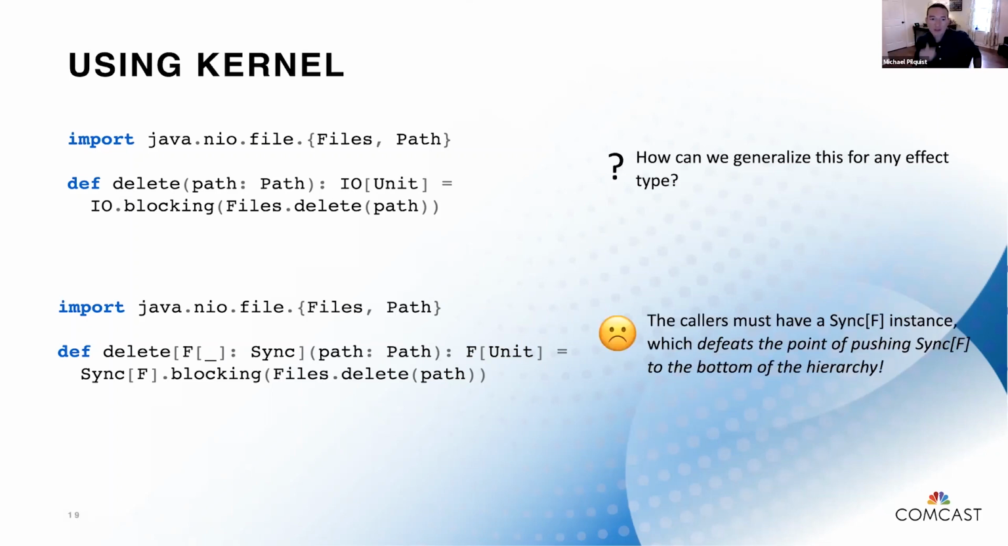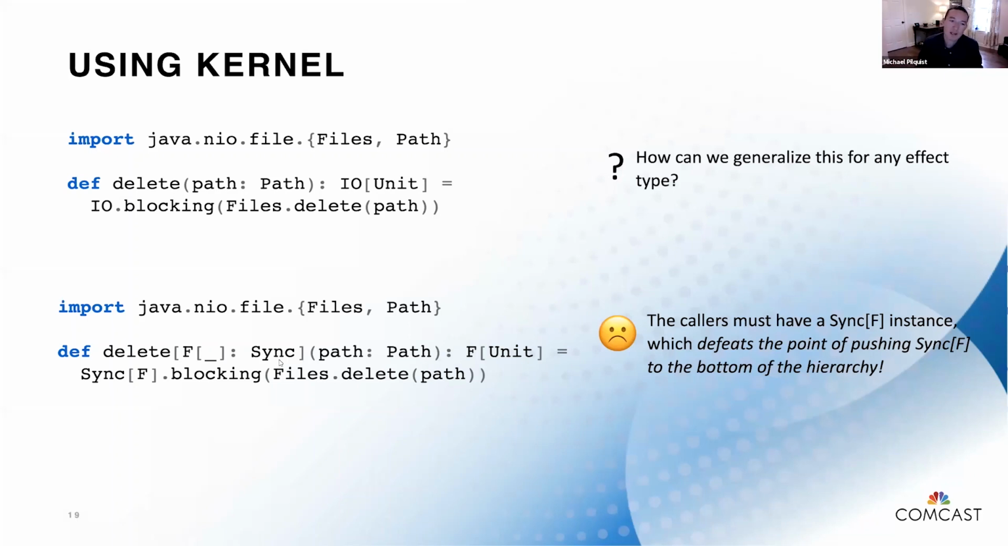But what's wrong with this? Can we do better? The issue here is not at the definition site, but rather at the use site. So think about when someone goes to call delete. If at the use site of the delete function, we're working in terms of a concrete effect type, like Monix's Task, then there's no problem, right? The Sync instance for Task is summoned from implicit scope, it's passed along, everybody's happy.